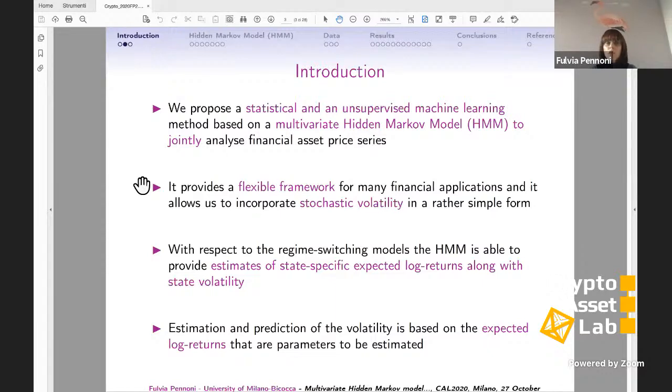So with respect to regime switching models, the HMM is able to provide estimates of state-specific expected log returns along with state-specific volatility. Mainly, estimation and prediction of the volatilities are based on the expected log returns, which are considered as parameters to be estimated from the model.